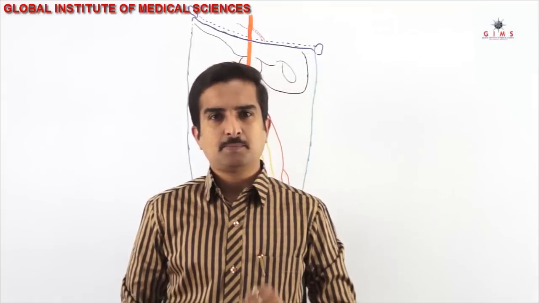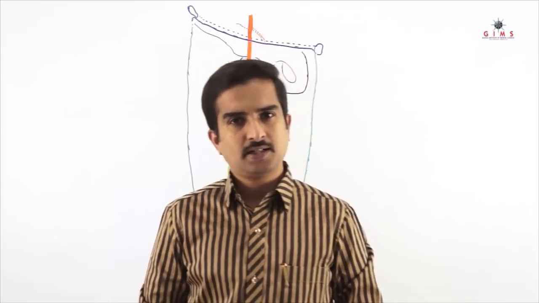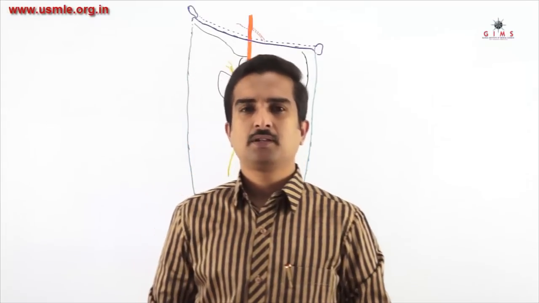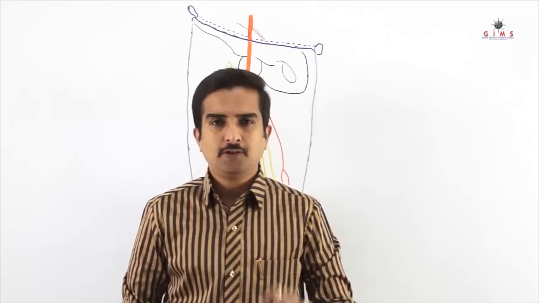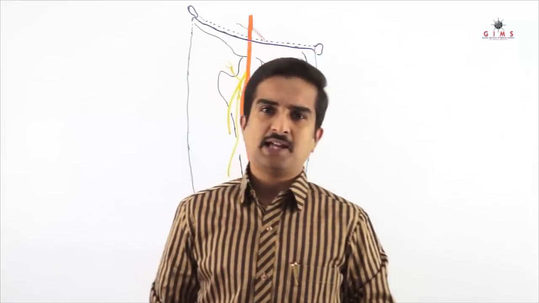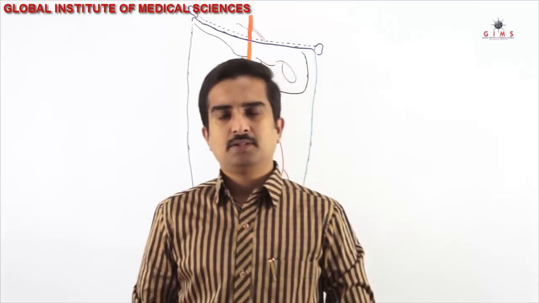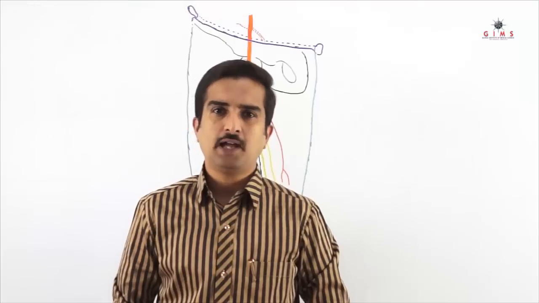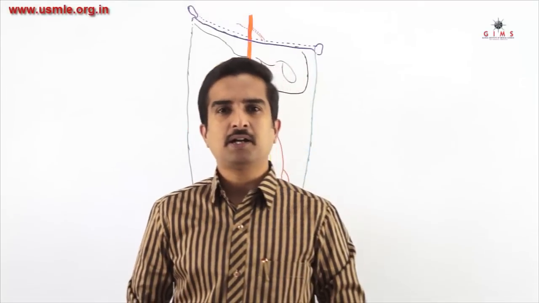All the muscles which are present in the anterior compartment of the thigh are innervated by the branches of the femoral nerve. And the femoral nerve is the largest branch of the lumbar plexus. This femoral nerve is the chief nerve of the anterior compartment, or we can say the extensor compartment, of the thigh.